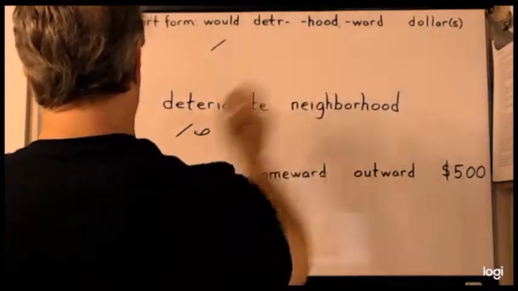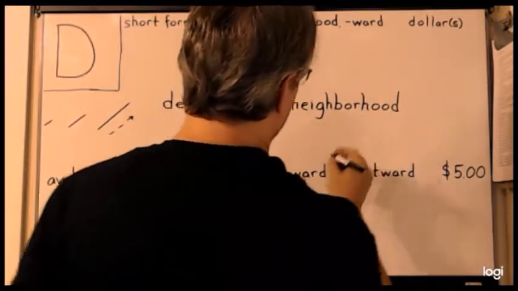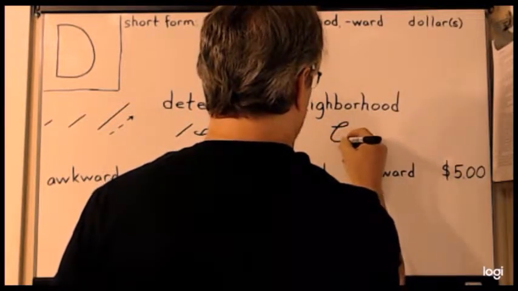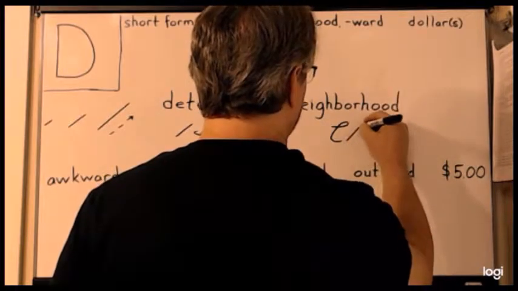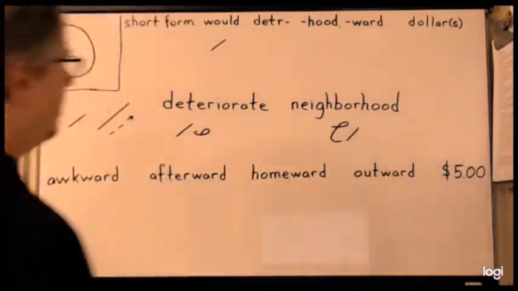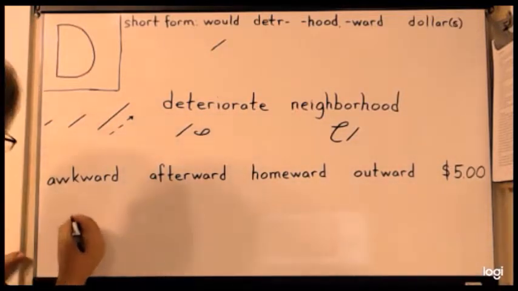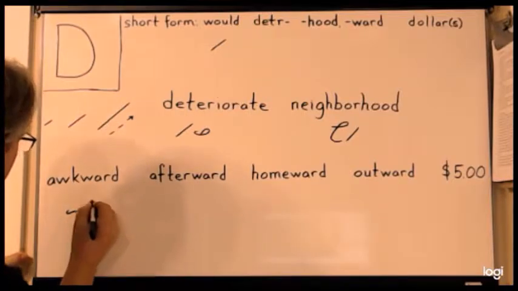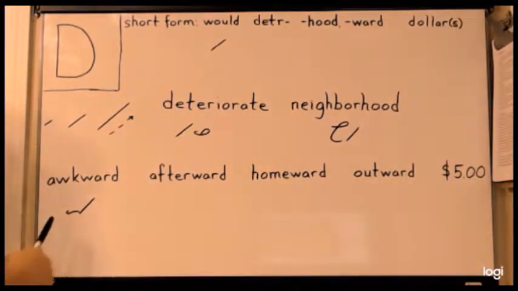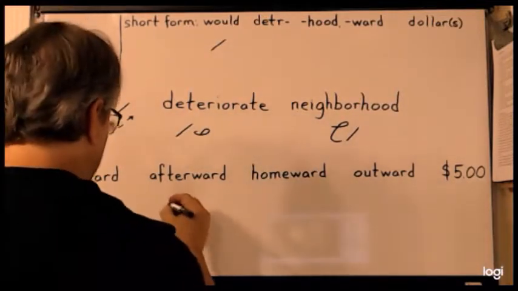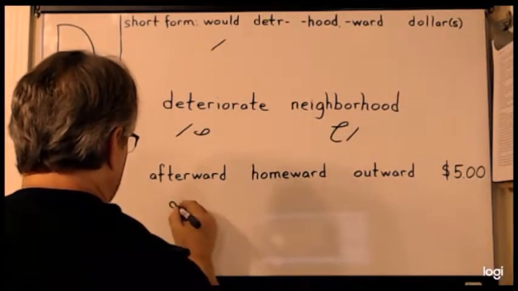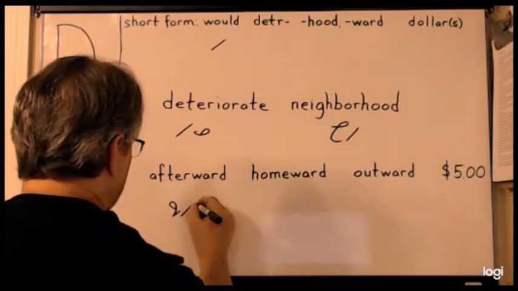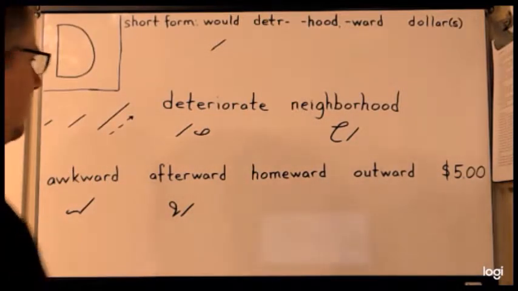Sometimes ward is joined. For neighborhood, we'll write N-A-B-R, and then the disjoined D for the hood portion. For awkward, we'll write the O-K and then the D for ward. This time it's joined. For afterward, it is A-F-T, and then the disjoined D for the ward sound.